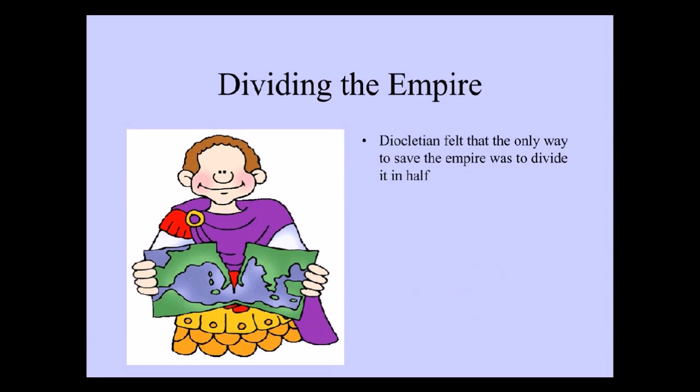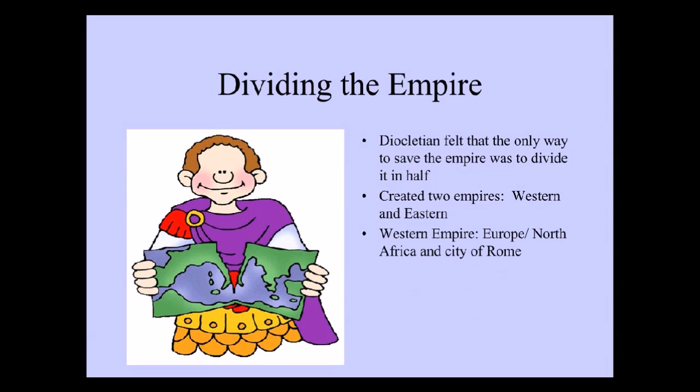Diocletian's going to divide the empire. He thinks it's gotten too big for any one person to rule. So he thinks the only way to save it is to divide it in half. Now his idea is to divide it and have what he calls co-emperors. 2 people who are equal to each other, who will divide the empire and make it easier to administer over time. So he creates 2 empires, the western half and the eastern half.